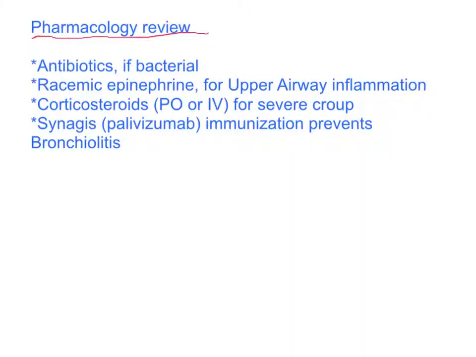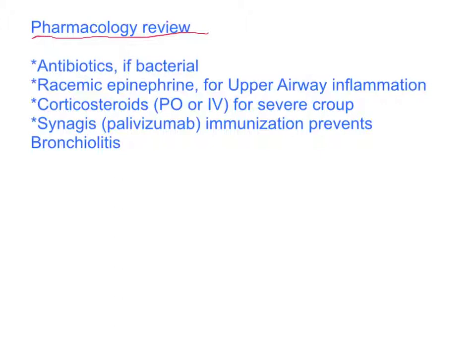And the last part is pharmacology review. I've kind of touched on that with each of these, but generally if it's a bacterial issue, antibiotics will be ordered. If it's a viral issue, there will be no antibiotics ordered. Racemic epinephrine is only used for upper airway inflammation. Albuterol would be used if it were a lower airway situation. And corticosteroids, either PO or IV, are used for severe croup.